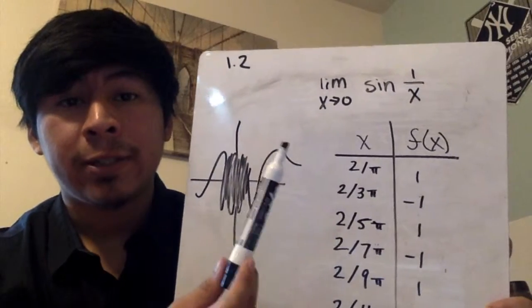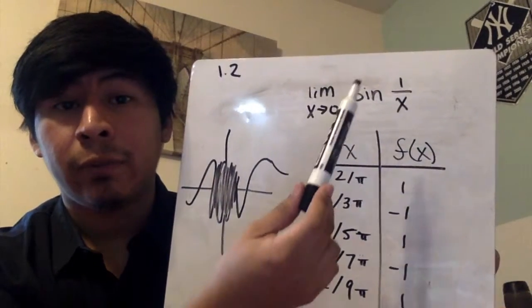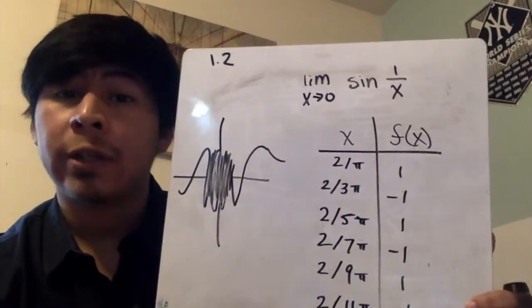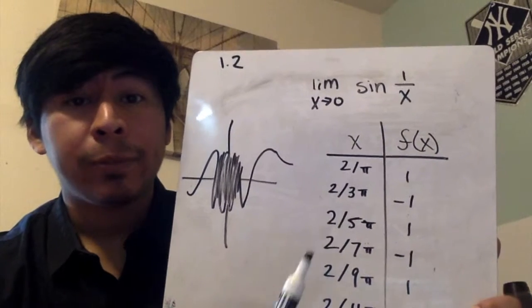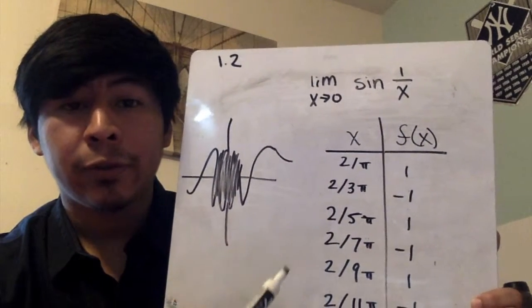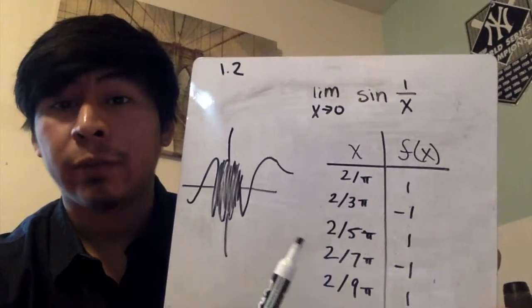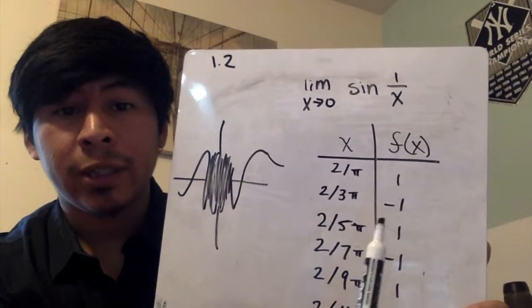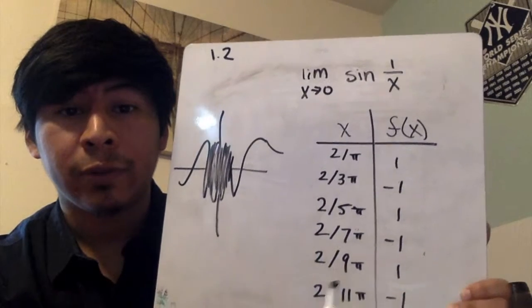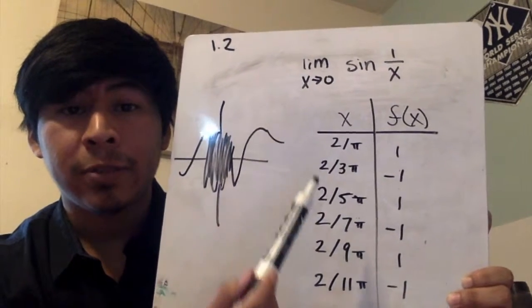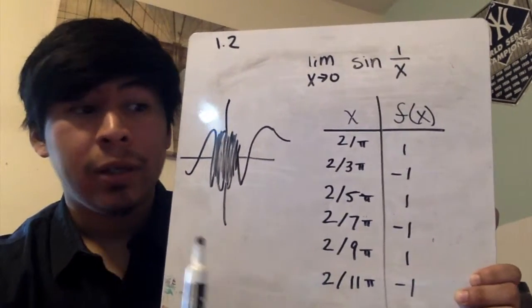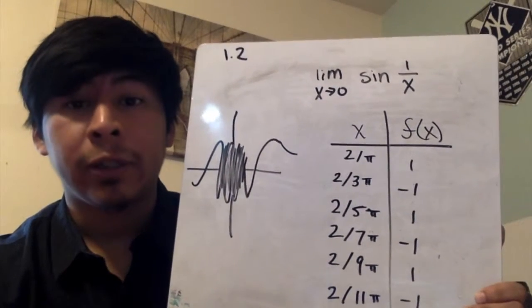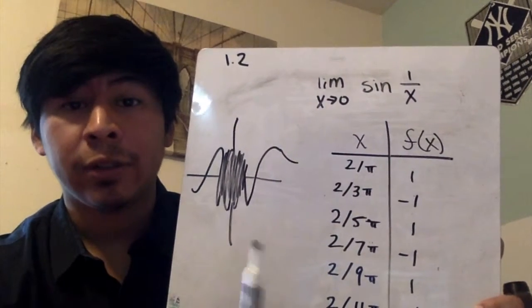Here is an example of oscillating behavior. If we take the limit as x approaches 0 of sine of 1 over x, we will not get a certain value. As we plug in smaller and smaller values for x in sine of 1 over x, we will see that the values go from 1 to negative 1 to 1 to negative 1 to 1 to negative 1, no matter how small these values get. Therefore, we cannot conclude numerically that this will approach any certain limit.